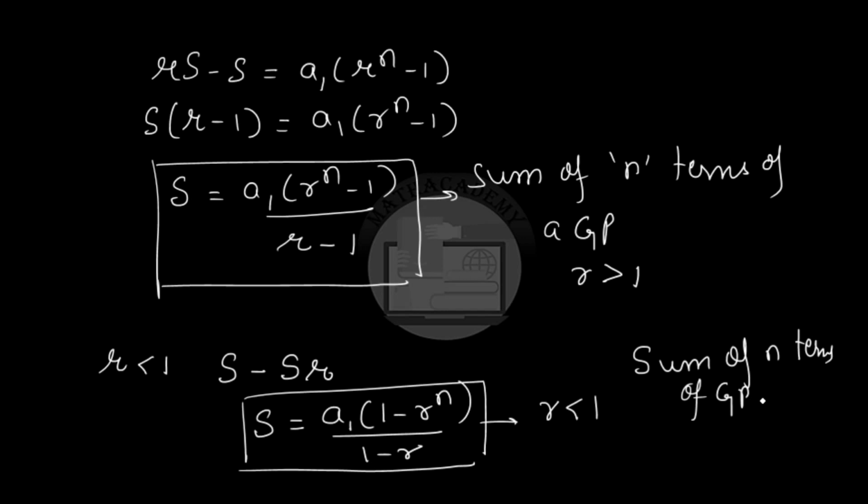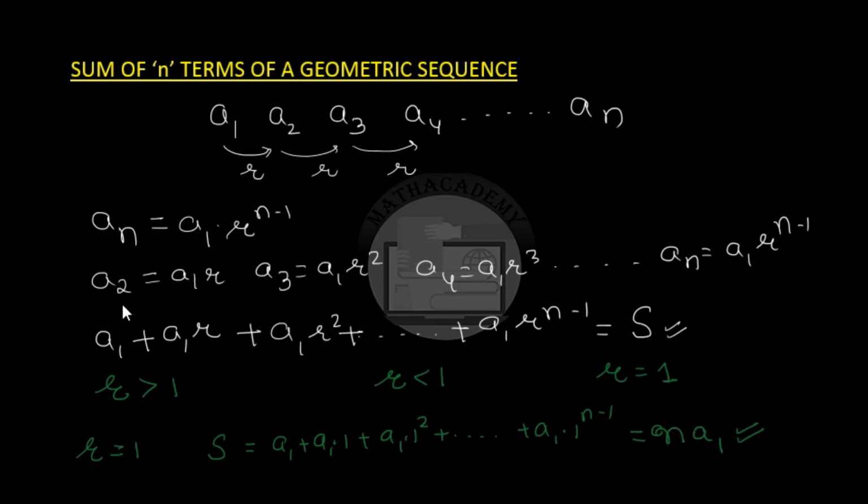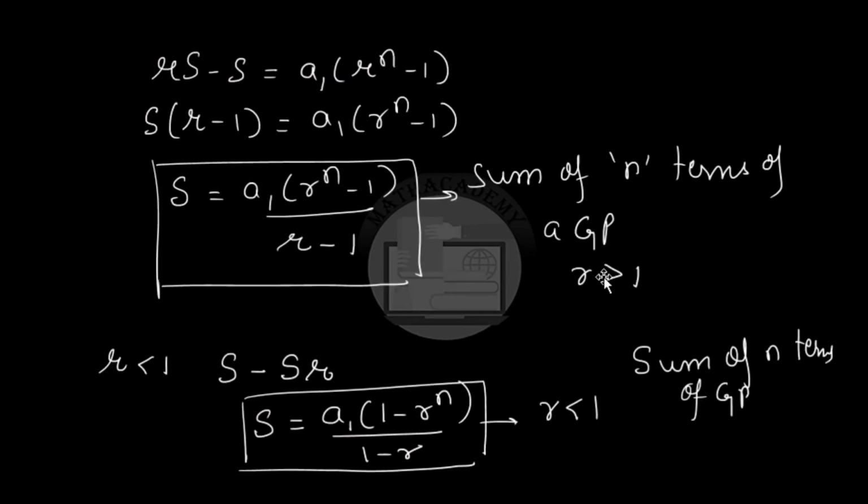So we have seen that when r is equal to 1, the sum of the terms is equal to n times the first term. If r is greater than 1, then the sum is a1 into r to the power n minus 1 upon r minus 1, and if r is less than 1, it is a1 times, where a1 is the first term, 1 minus r to the power n upon 1 minus r. I hope this much is clear to everyone. So in our next video, we will solve some questions based on the sum of n terms of a geometric progression.